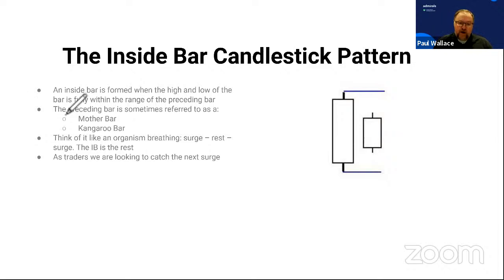But an inside bar is formed when the high and low of the bar is fully within the range of the preceding bar, right? Sometimes the bigger bar is something you'll hear called the mother bar or the kangaroo bar. It doesn't really matter how you label it. It's about you understanding what is going on, right?